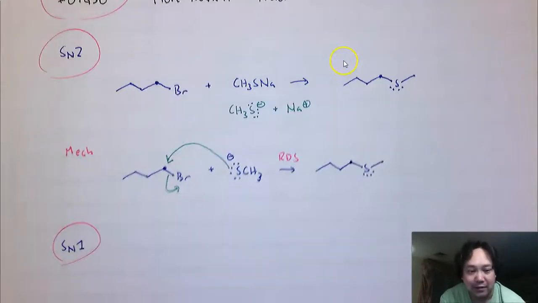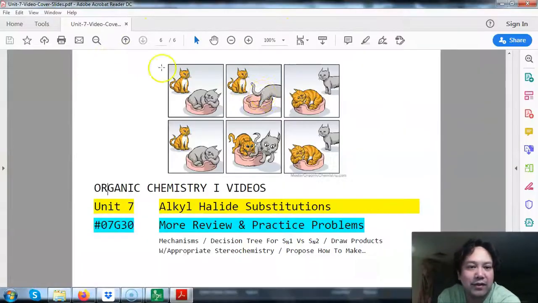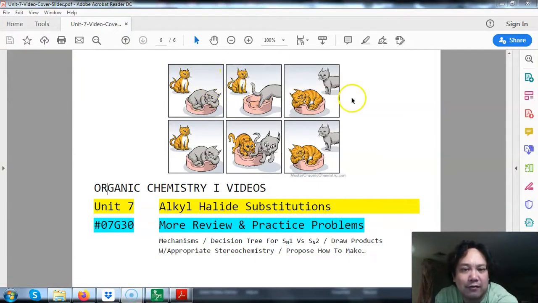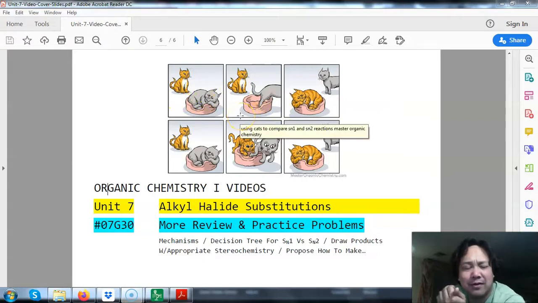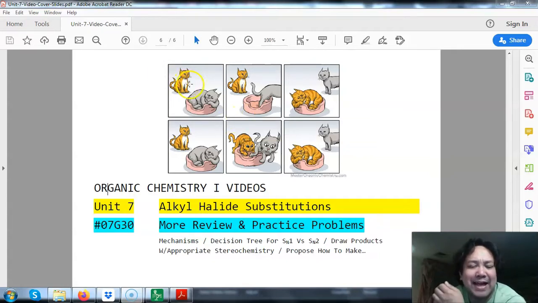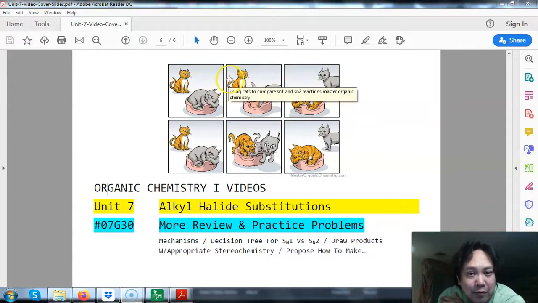Why do you think, we're doing SN1 now, why do you think the cat is waiting for the leaving group to leave? Well, one possibility is that it's very crowded, tertiary. So think about that: tertiary is crowded. If it's crowded, the nucleophile has to wait. That means SN1. It has to wait till the gray cat leaves to make more room for the orange cat to come in. So this represents the forming of the carbocation.